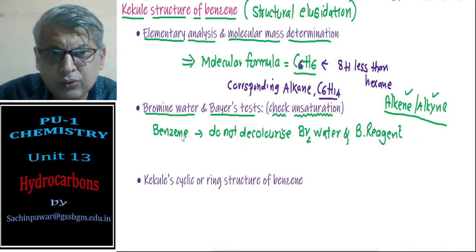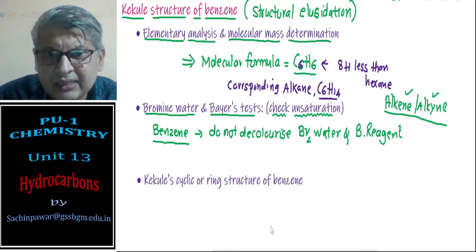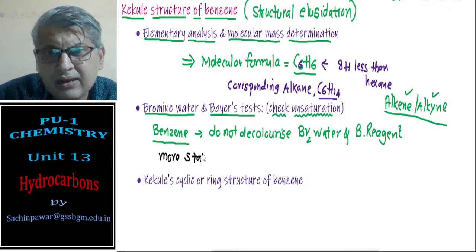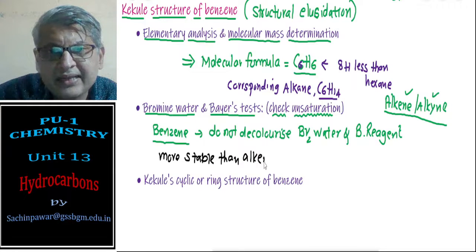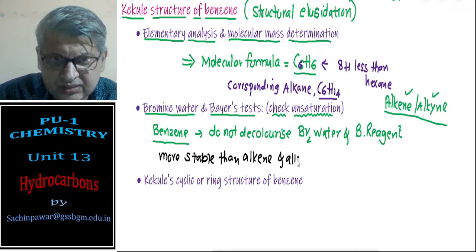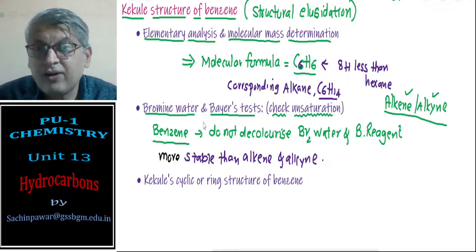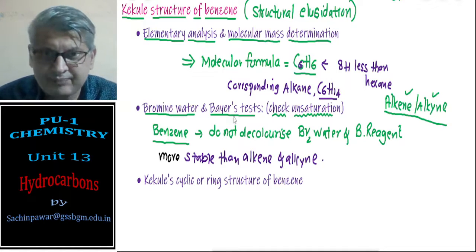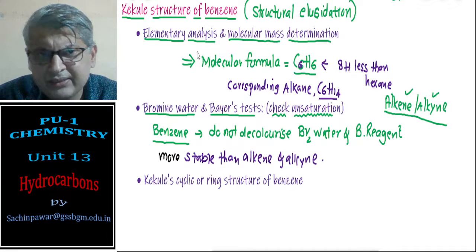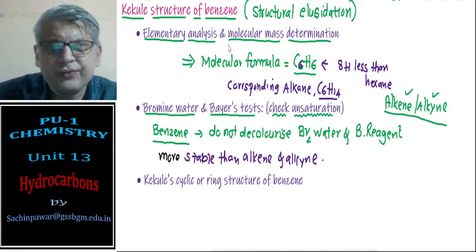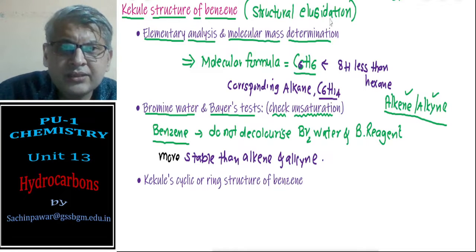But it is neither. So this indicates that benzene is neither alkene nor alkyne. It is more stable than alkenes and alkynes. This is the observation which comes out from the bromine water test and Bayer's test. So these were the preliminary tests, the preliminary analysis done in the structural elucidation.